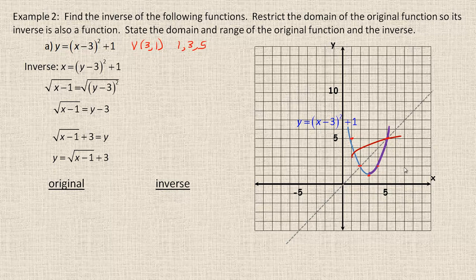Remember, you're only graphing half the parabola. You do not graph this bottom here, because then it would not be a function. So that's my root of x minus 1 plus 3. If you're graphing the bottom part, then you have a negative here.